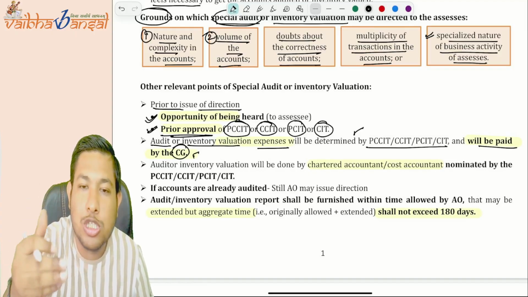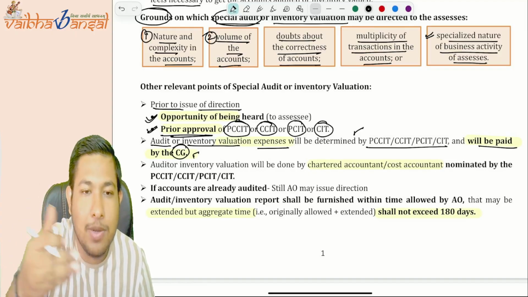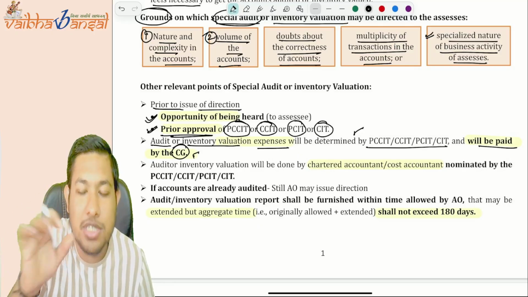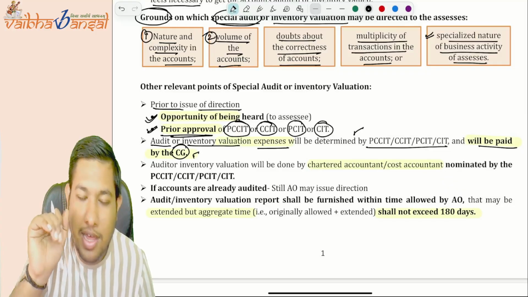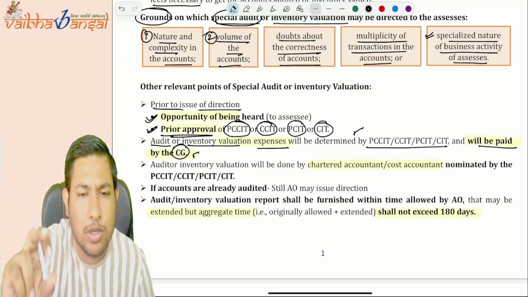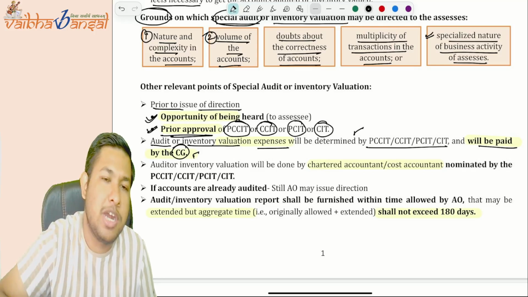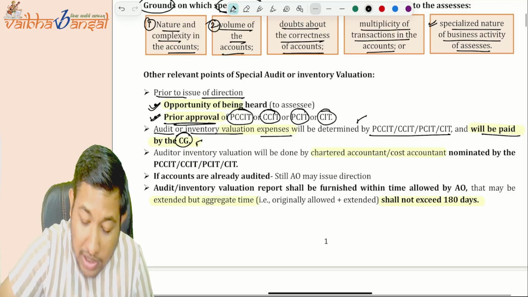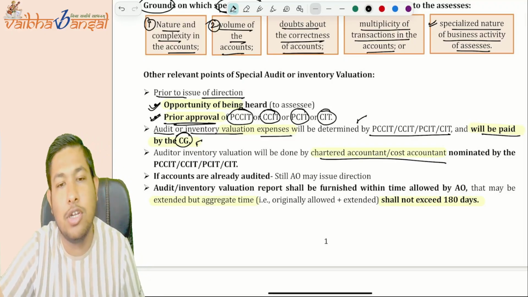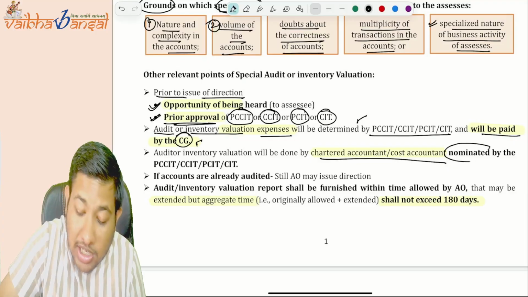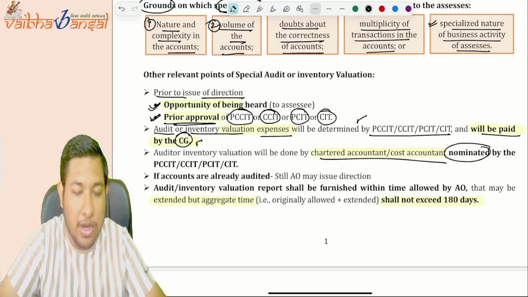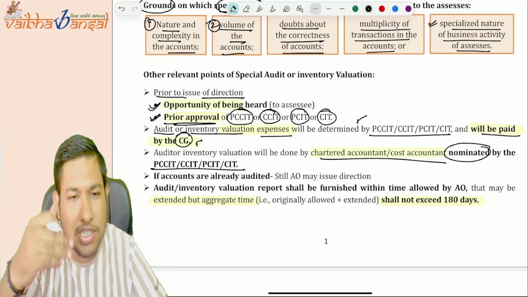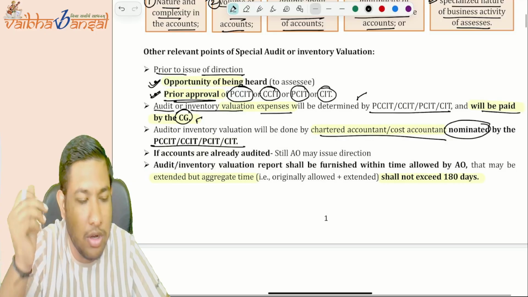The talks between the department and the chartered accountant will be there, about how much amount you will charge for this particular work. And it will be paid by whom? The central government. Who will do it, the chartered accountant or the cost accountant? Who will nominate them? They will be nominated by these authorities themselves. These four authorities are coming again and again, which is why I am not repeating them.